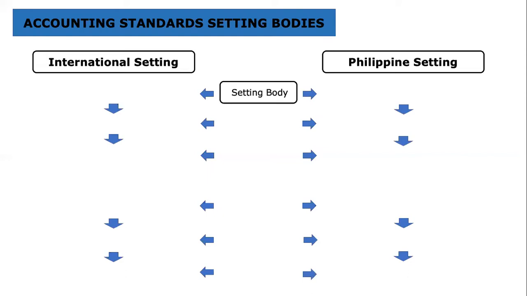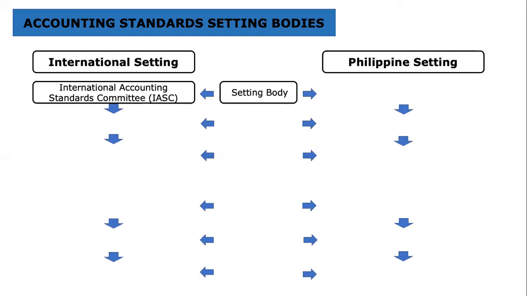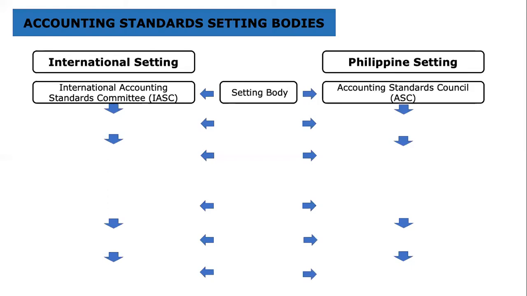So who is the standard setting body of the Philippines and in the international setting? So under international setting, the standard setting body is the International Accounting Standards Committee. Okay, so while in the Philippines, the counterpart of the International Accounting Standards Committee is the Accounting Standards Council. Okay, pronouncement. What is pronouncement?